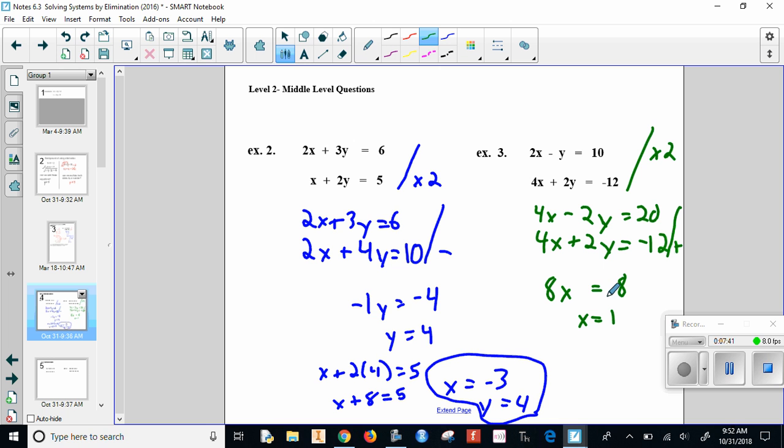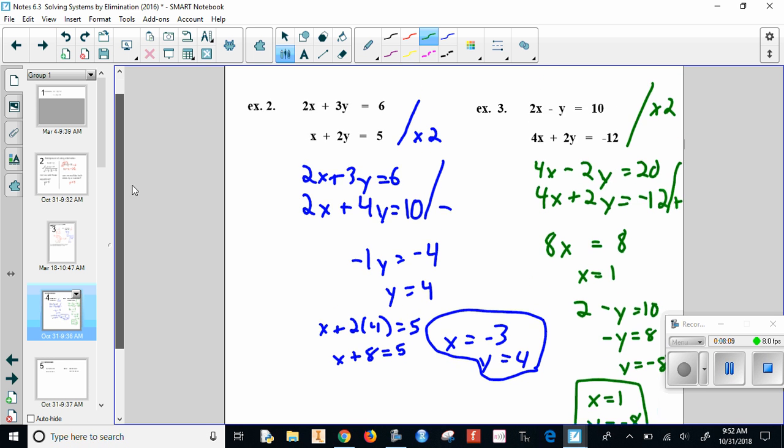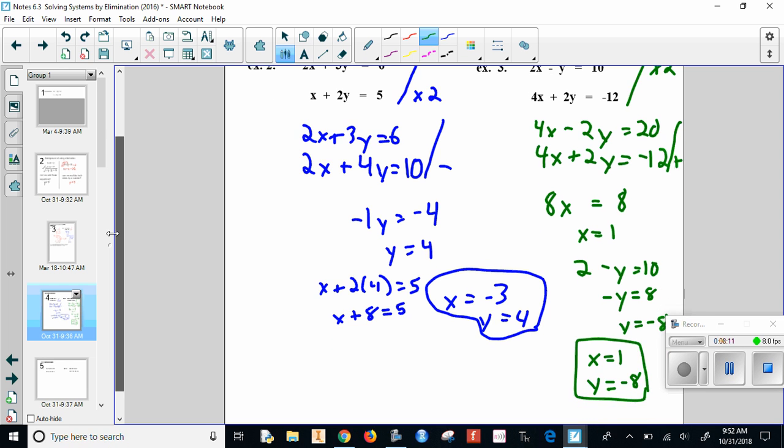X equals 1. Now if I put 1 in up here, I'll have 2 times 1, which is 2, minus y equals 10. Subtract 2 on both sides, negative y equals 8. So y is going to equal negative 8. When I extend the page out, we'll have x equals 1, y equals negative 8. That is our answer. All right, now we're done with stage or level 2 questions.